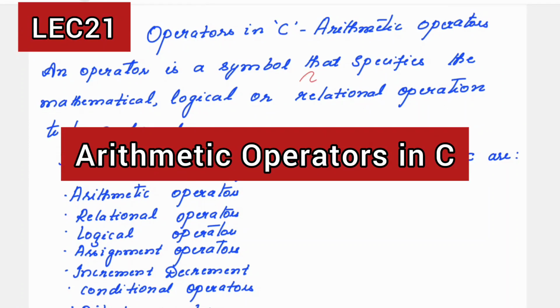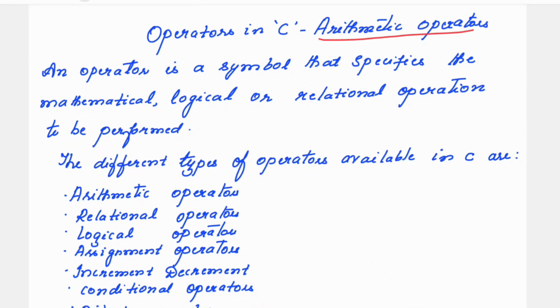Today's topic of discussion is the very first type in the operators list, that is the arithmetic operators. Before I start teaching the arithmetic operators, let me just revise again the different types of operators that are available in C, as well as the definition for an operator.